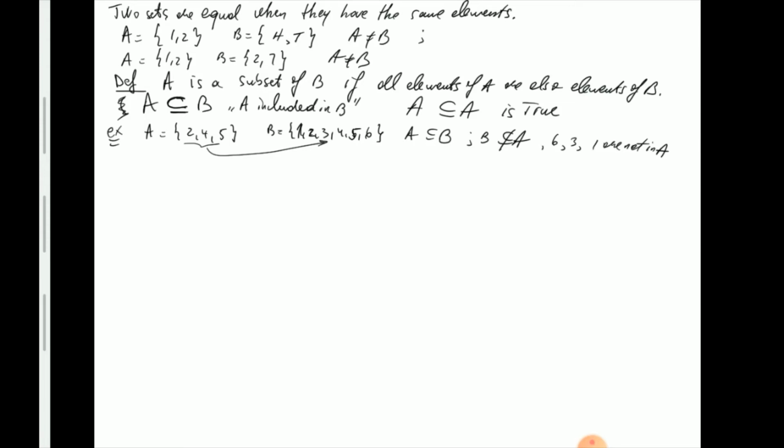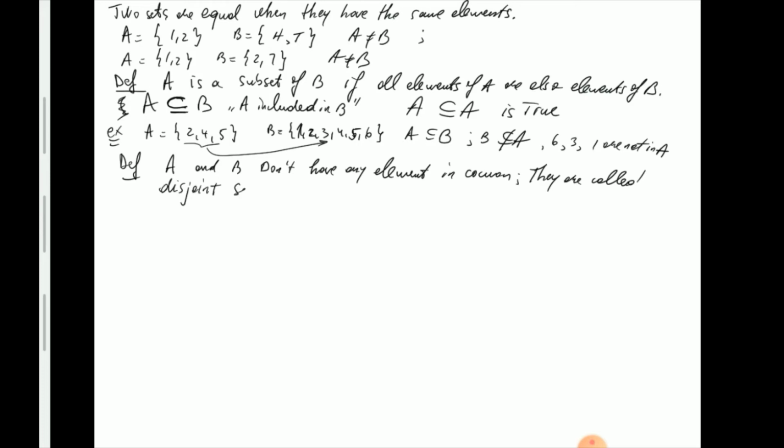Here's another important definition. I mean, not so much of a definition, but a way of describing how these sets look in comparison to each other. Let's say that A and B don't have any element in common. Then in that case they are called disjoint sets. So for example, if A is equal to {1, 2, 5} and B is equal to {3, 6}, A and B are disjoint.